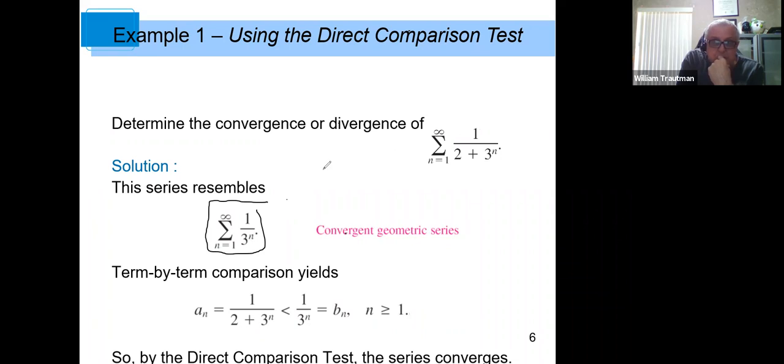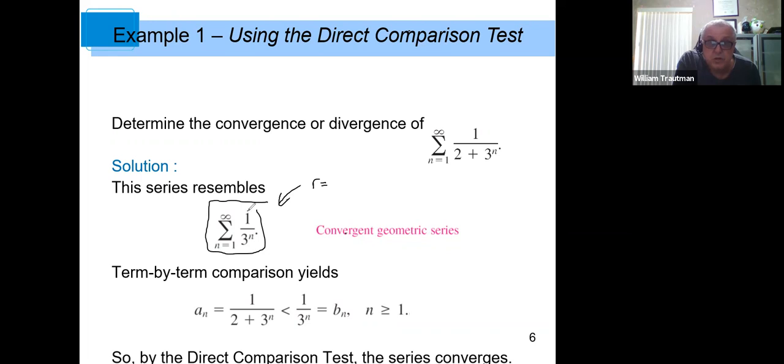I said R is 3, but I lied. What is R in this geometric series? Does anybody know what R equals? I think I said 3, and that's wrong. I said 3 by mistake. But what is R in that geometric series? It's not 3. I don't know if you guys did the homework from last time.